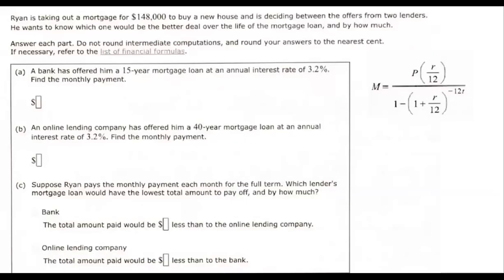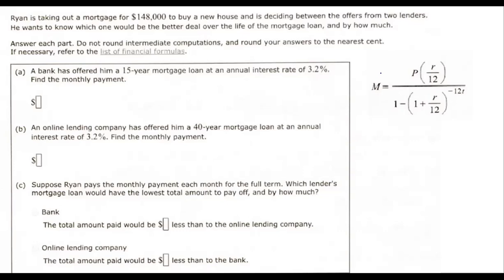All right, so for this next problem, it says Ryan's taking out a mortgage for $148,000 to buy a new house and deciding between two offers from two lenders. He wants to know which one will be the better deal over the life of the mortgage loan and by how much. Okay, so we're going to compare two mortgages here, one for 15 years and one for 40 years, and they want us to find the monthly payment again using this formula.